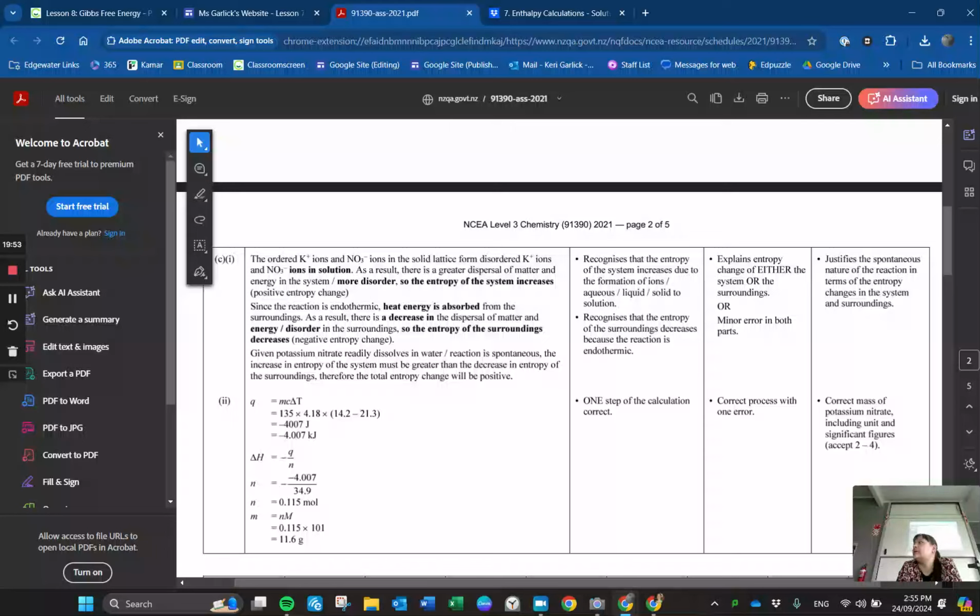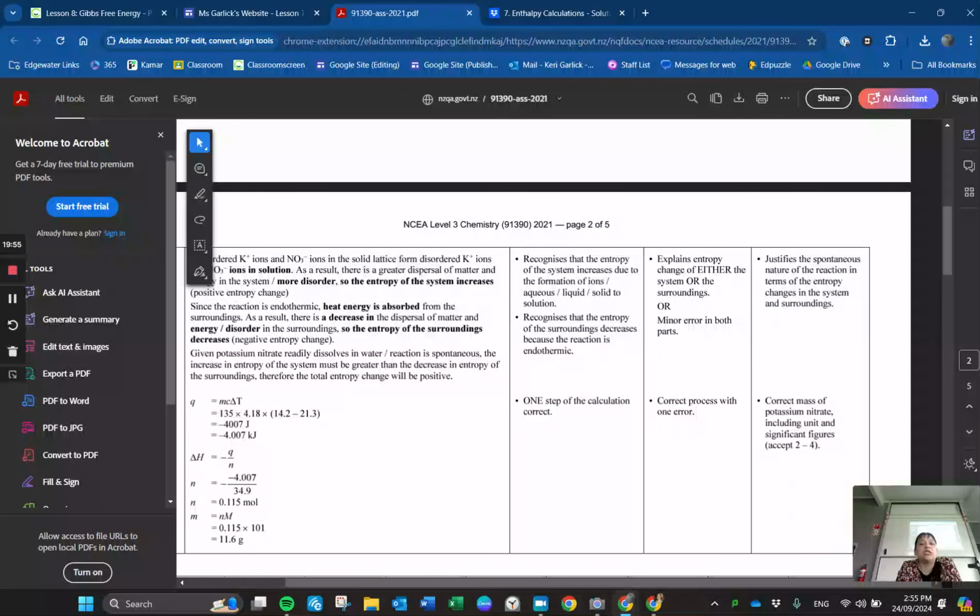Are you okay with that? So achieved is just recognizing the entropy of the system increases, or also recognizing the entropy of the surroundings decreases. Explaining it, it's the merit with a minor error potentially, and then the excellence is the full justification. And you can always link in Gibbs free energy about why it would be spontaneous as well.